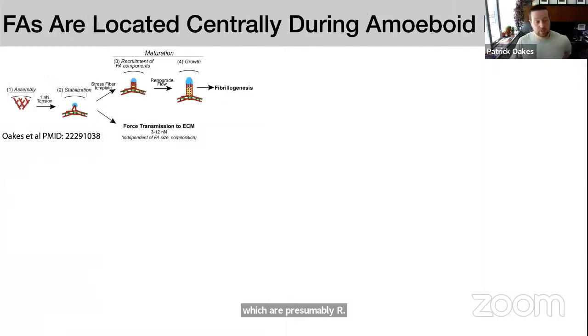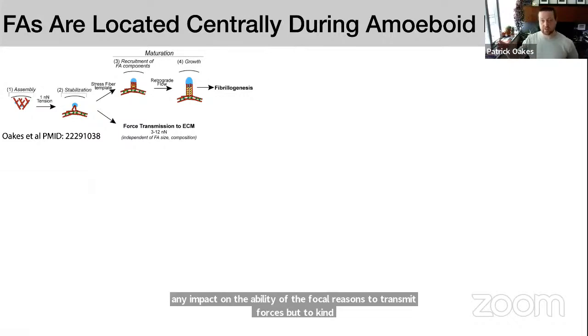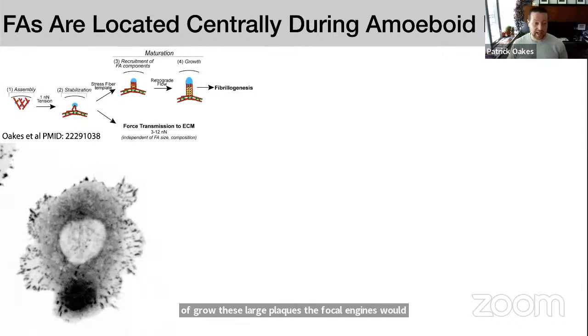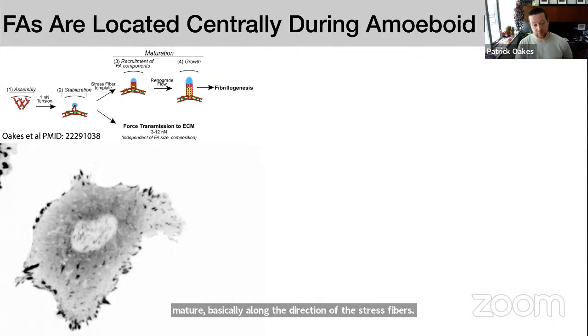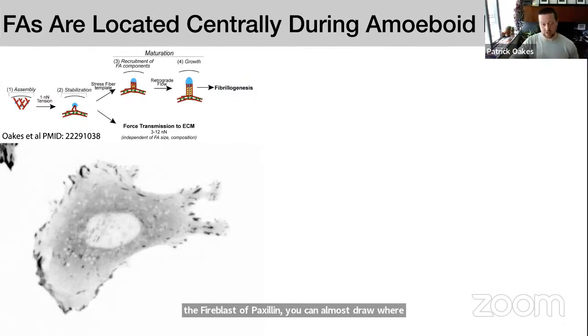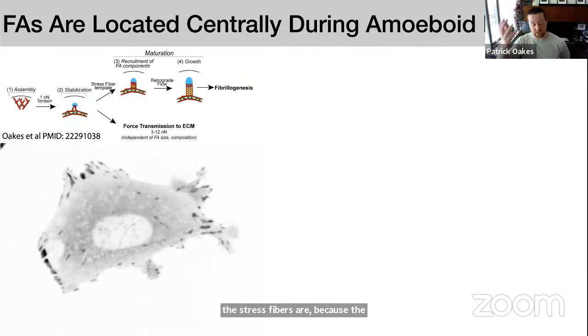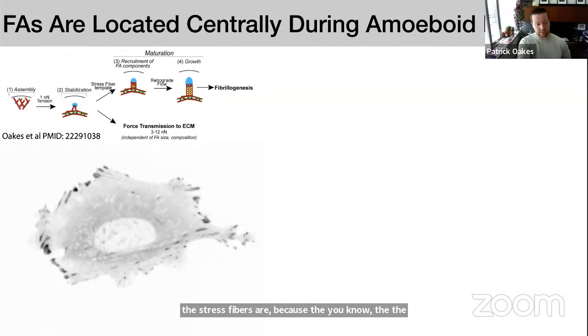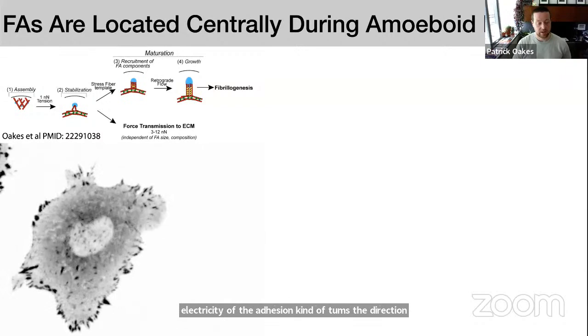A couple of years ago, we had shown that part of the maturation process was regulated by the ability to form these stress fibers, and that didn't have any impact on the ability of the focal adhesions to transmit forces, but to grow these large plaques, the focal adhesions would mature basically along the direction of these stress fibers. And so you can actually see this in this movie of a fibroblast with paxillin. You could almost draw where the stress fibers are because the ellipticity of the adhesion tells you the direction of that fiber. And you can even see some little fibers here along the back end at the end of this movie.